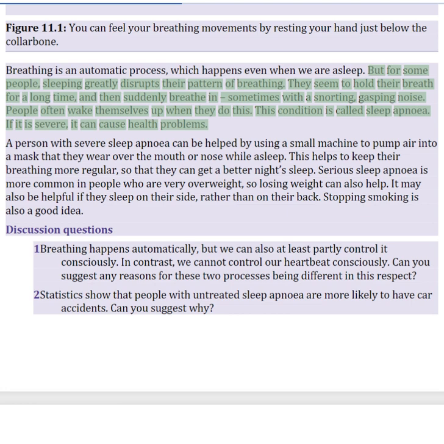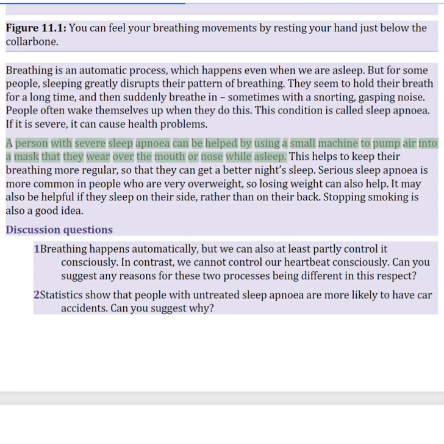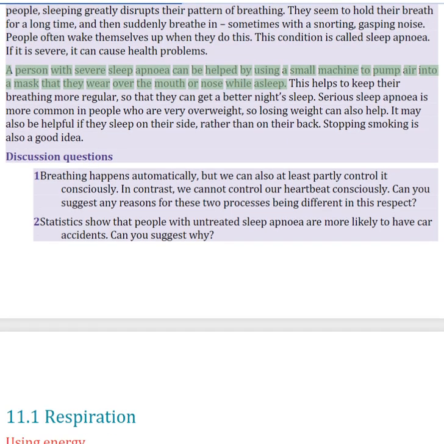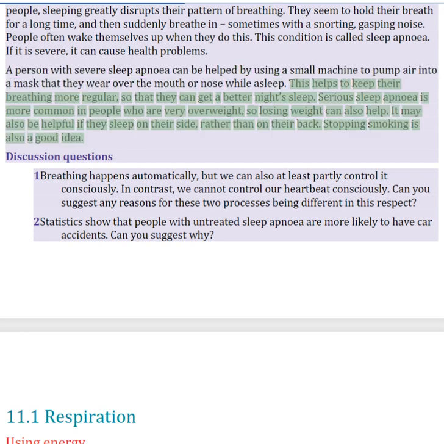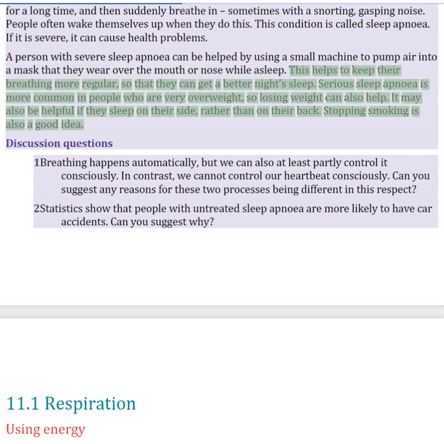If it is severe, it can cause health problems. A person with severe sleep apnea can be helped by using a small machine to pump air into a mask that they wear over the mouth or nose while asleep. This helps to keep their breathing more regular, so that they can get a better night's sleep. Serious sleep apnea is more common in people who are very overweight, so losing weight can also help. It may also be helpful if they sleep on their side, rather than on their back. Stopping smoking is also a good idea.